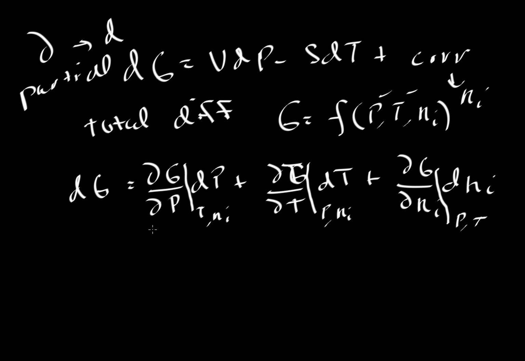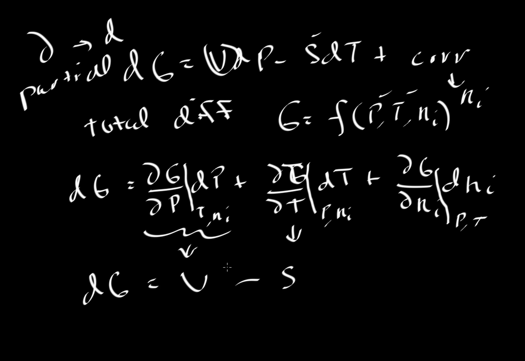Well, we already know what these are, right? This here is volume. So that's equal to volume. And we know that dG/dT is S, or rather minus S. So we have dG is equal to V dP minus S dT. We've written this all several times already. And then plus this thing here. So what are we going to do with that?